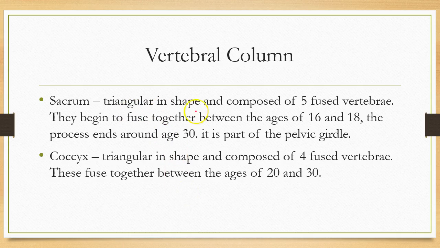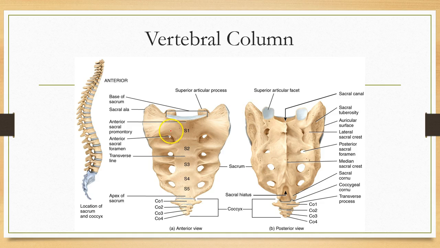The sacrum, again, triangularly shaped, 5 fused vertebra. Coccyx, also in a triangle shape, and is composed of 4 fused vertebrae. So here we have the sacrum and the coccyx on the inferior portion of that sacrum.